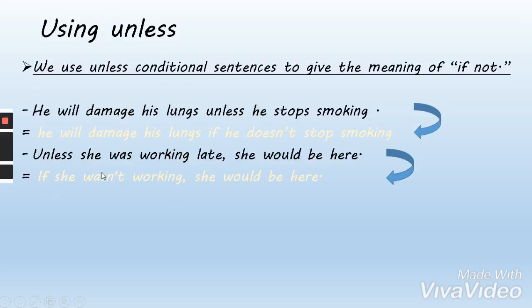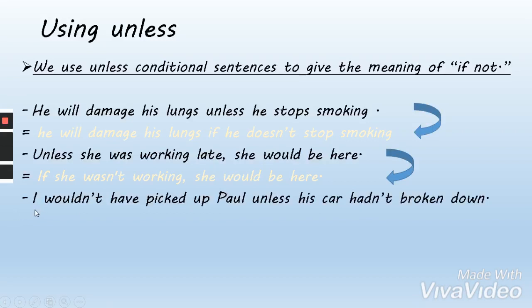We have if not. Now, which conditional is this? Can you see in here, was working. This is something in the past. And we have would. So it is type 2. Yes, excellent. Now let's move to the third example. I would have picked up Paul unless his car had broken down. So what do we have in this example? If Paul's car hadn't broken down, I wouldn't have picked him up. So this is the meaning of using unless.